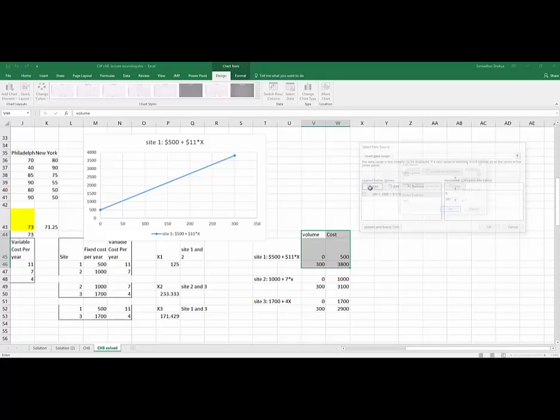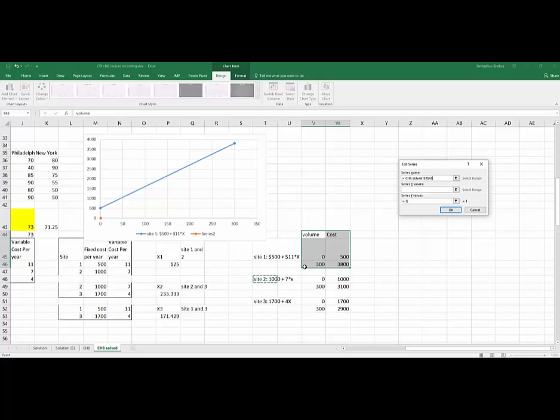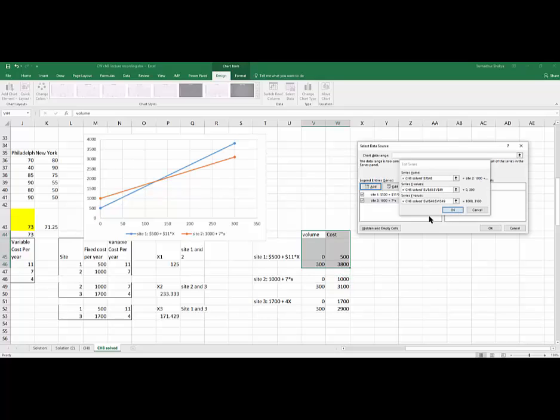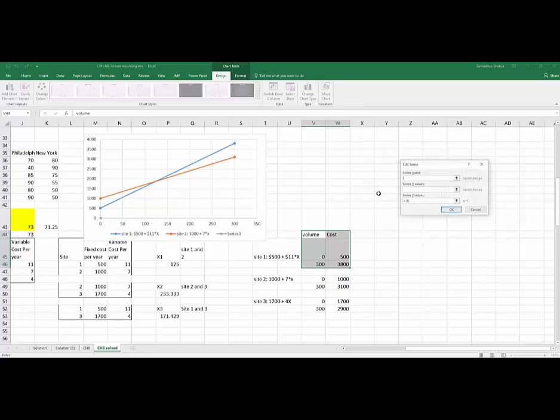Now we want to add the next series where in site 2 the X's are represented by 0, 300 and the Y's are represented by 1000 and 3100. Hit OK and add one more. Site 3, X's are 0, 300 and Y's are 1700 and 2900.